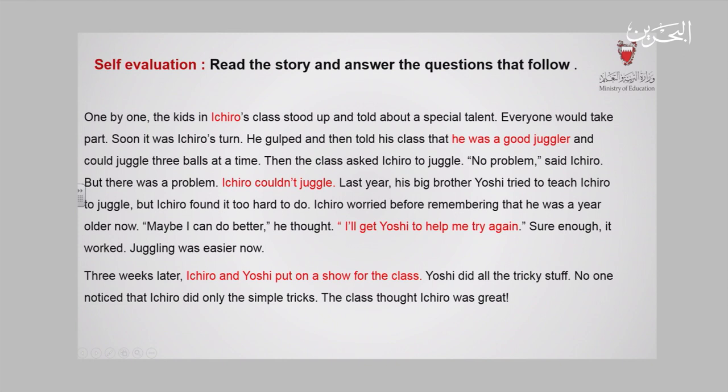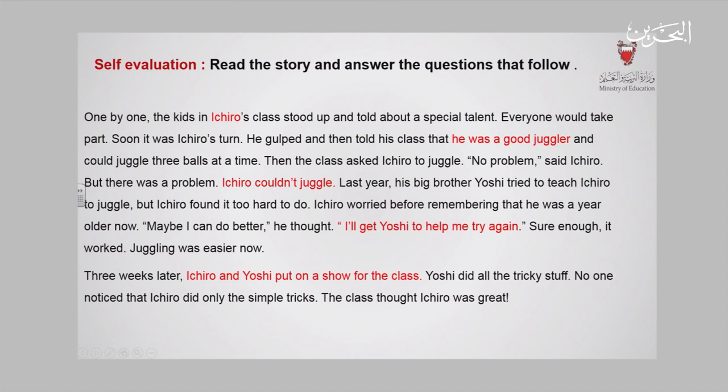Now let's read it all together. One by one, the kids in Orcho's class stood up and told about a special talent. Everyone would clap. Soon, it was Orcho's turn. He gulped and then told his class that he was a good juggler and could juggle 3 balls at a time. Then the class asked Orcho to juggle. No problem, said Orcho, but there was a problem. Orcho could not juggle. Last year, his big brother, Yoshi, tried to teach Orcho to juggle, but Orcho found it too hard to do. Orcho worried before remembering that he was a year older now. Maybe I can do better, he thought. I will get Yoshi to help me try again. Sure enough, it worked. Juggling was easier now.